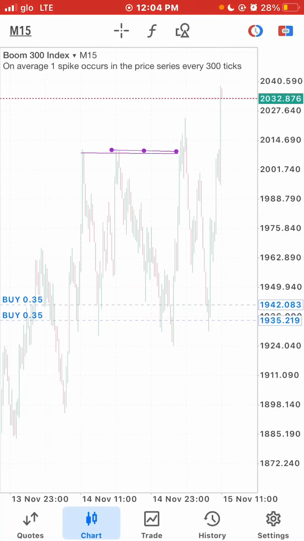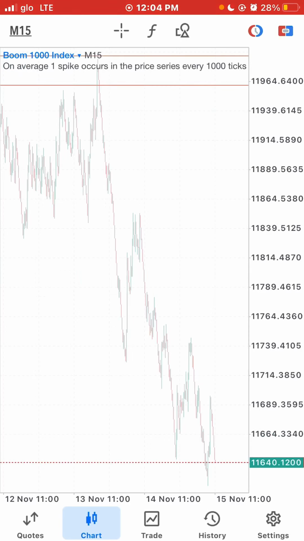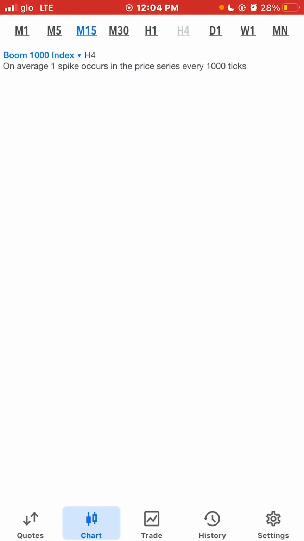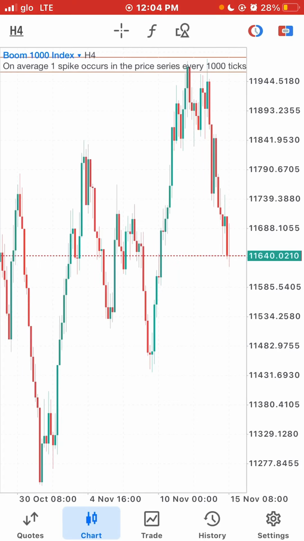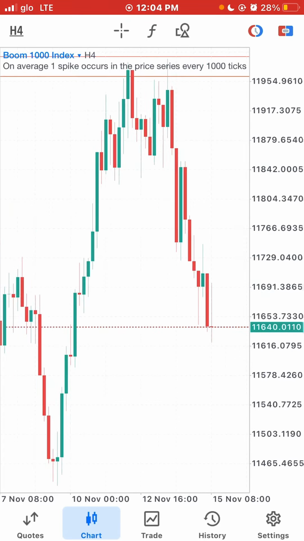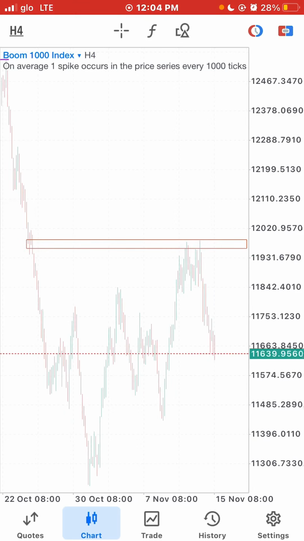As we all know, boom and crash is one of the most favorite traded pairs and loved by everybody. But in this new strategy, I'm going to be sharing with you how to approach this market. You don't need any single indicator in this strategy.